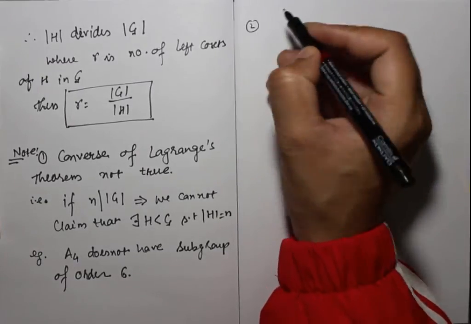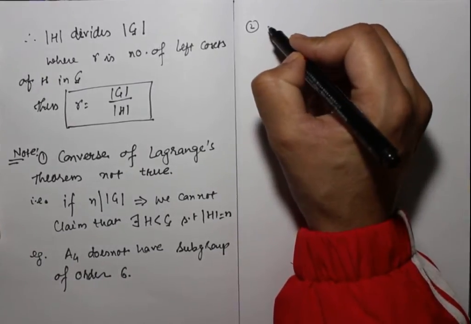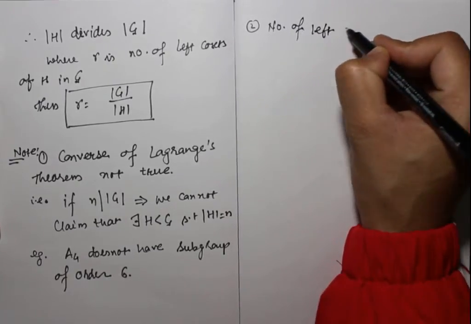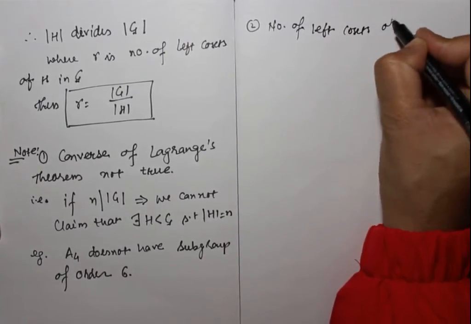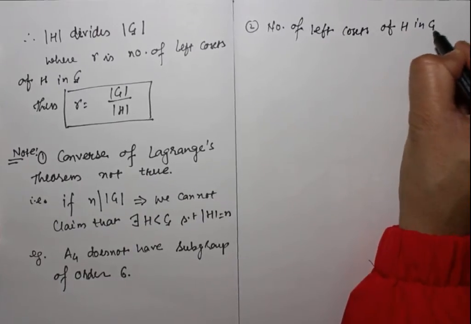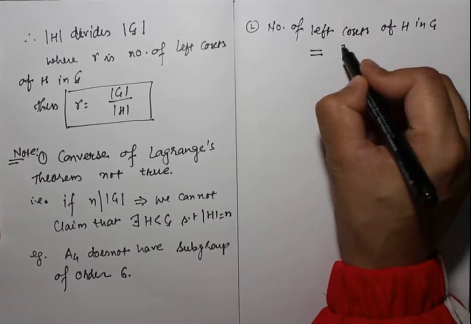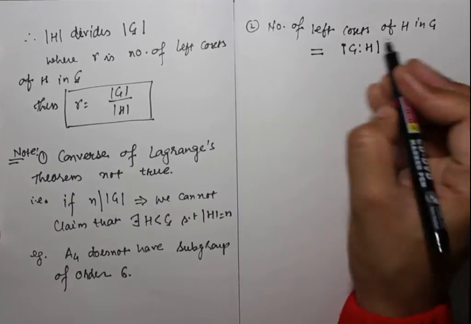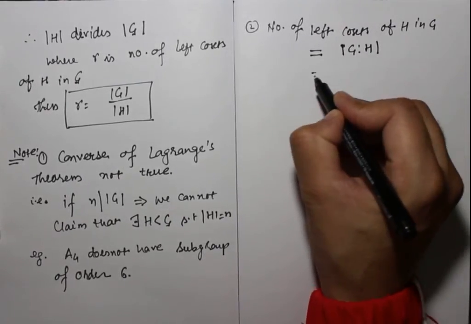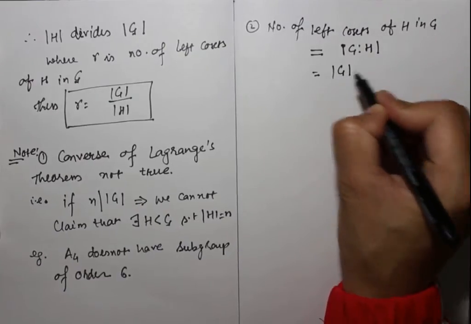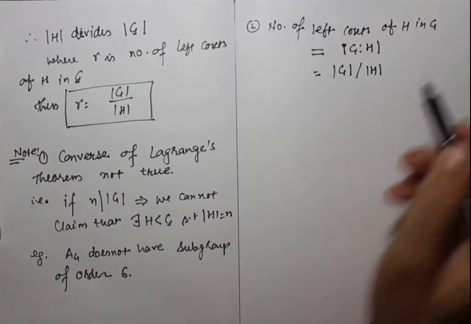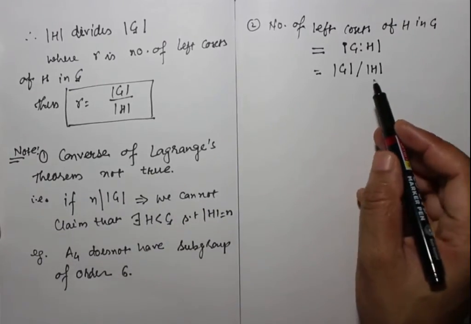Note second, the number of left cosets of H in G can be written as this symbol. This is nothing but order of G divided by order of H, that is, order of G by order of H.